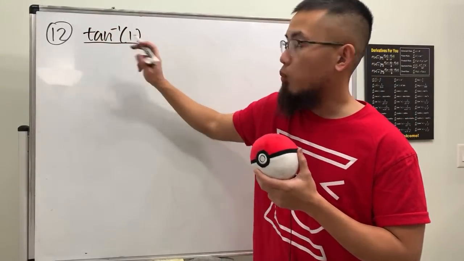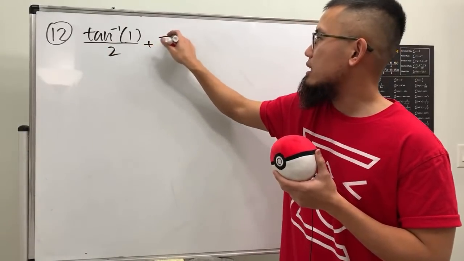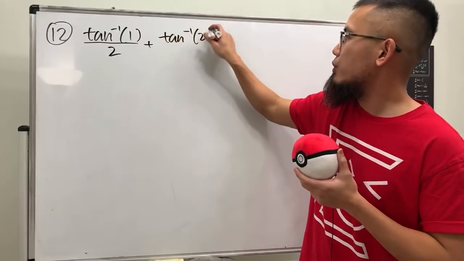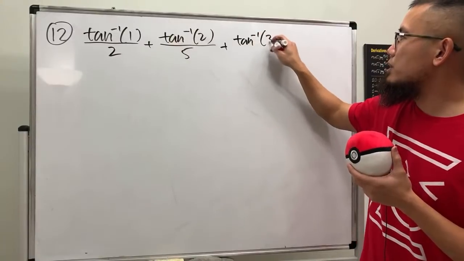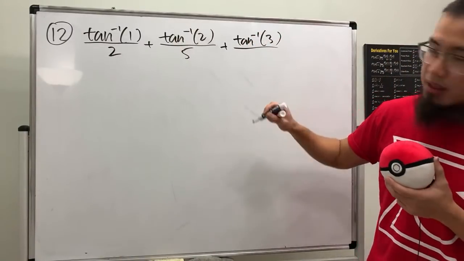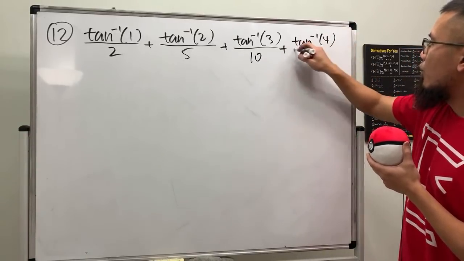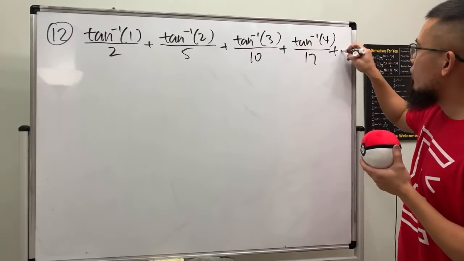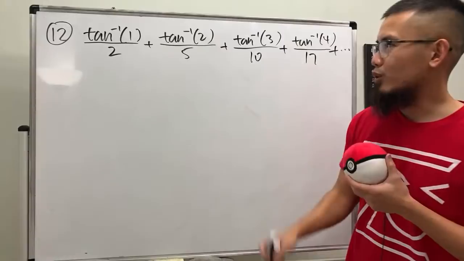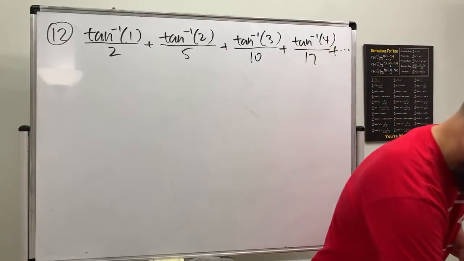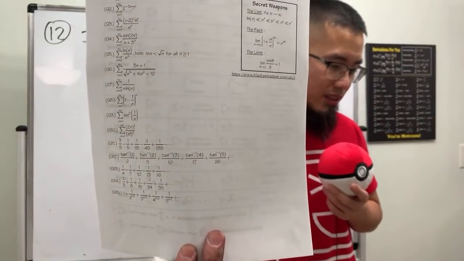inverse tangent of 1 over 2. And then we add inverse tangent of 2 over 5. And then we add inverse tangent of 3 over 10. And then we add inverse tangent of 4 over 17. So on, so on, so on. There's one more term on the handout, but I wrote down the question too big. So yeah, the next one is inverse tangent of 5 over 26.